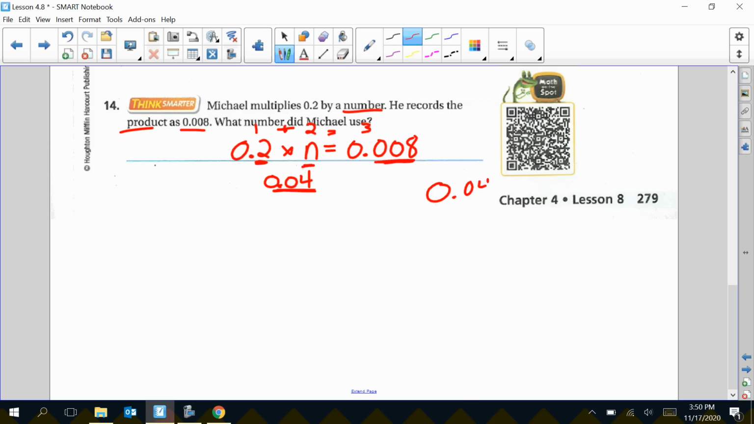4 hundredths times 2/10 gives us 8 thousandths, which is what we were looking for. So 4 hundredths is our answer.